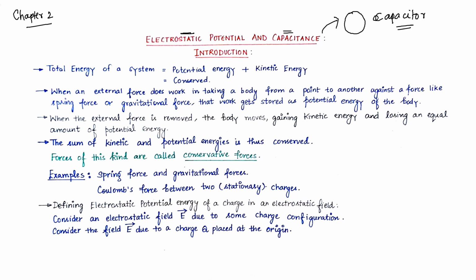How these devices are made and what is the mechanism behind the storage of energy in the capacitor is what we will read under the topic of capacitance. So let's start with the electrostatic potential. In the previous class, in your class 11, you have read the chapter work, energy, power, chapter number 6, and the other chapter, that is gravitation.